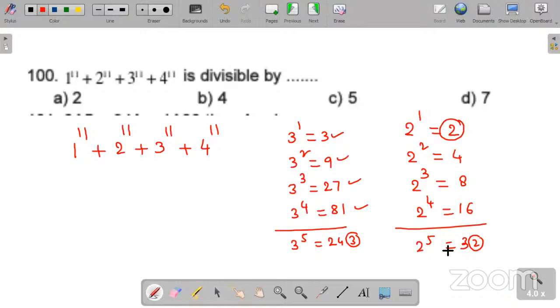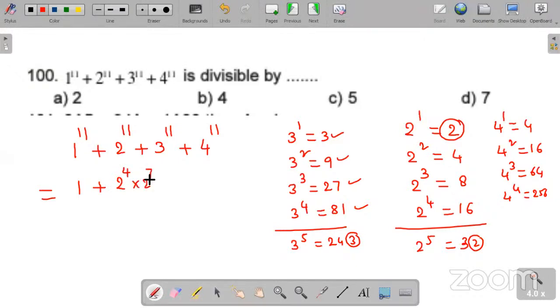Next, my dear students, even 4 you can check. 4 power 1 is 4, 4 square is 16, 4 cube is 64, and 4 power 4 is 256. After 2 only it repeats. So we can write 1 to the power of 11 is 1 only. We can write 2 power 11 as 2 power 4 into 2 power 7, or otherwise you can write like this also.